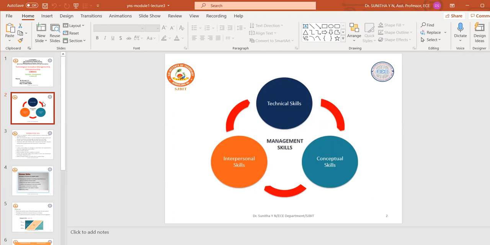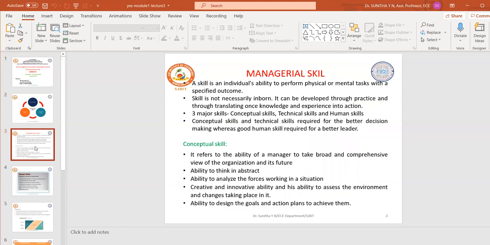So here we have 3 different skills that a manager should possess. One is technical skill, conceptual skill, and interpersonal skill, or human skill, as we call it. We will see what these skills are and what a skill actually is. A skill is an individual ability to perform physical or mental tasks with a specified outcome. Skill is not necessarily inborn. It can be developed through practice and through translating one's knowledge and experience into action.